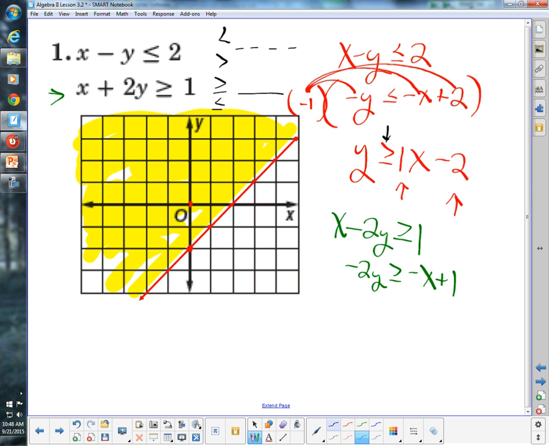Now I'm going to divide everything by this negative 2, the entire equation, and that's going to leave me with negative 2, and that's going to be a y. I'll flip my sign. Negative x divided by negative 2 is a positive 1/2 x. That means my slope is 1/2. And 1 divided by negative 2 is a negative 1/2. Now to graph that, my y-intercept is negative 1/2.